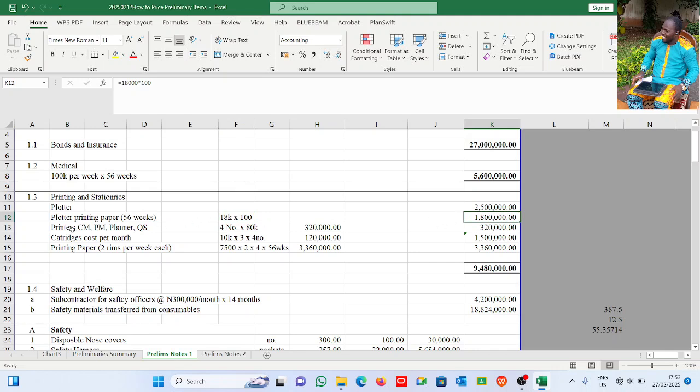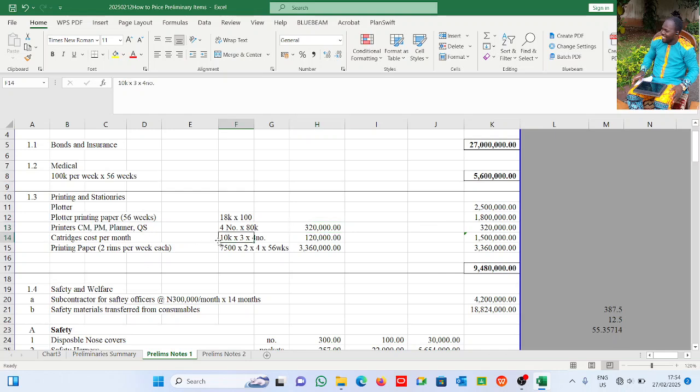I'll be needing printers also for CM, for PM, for plan, depending on what you have in your own company or your own organization. It could be only a project manager and a QS. It could be a project manager and a planner. It could be a planner and a QS. This is a guide. So 80,000 for one printer times 4 number printers, we have 320,000. Then also, of course, the printers need cartridges.